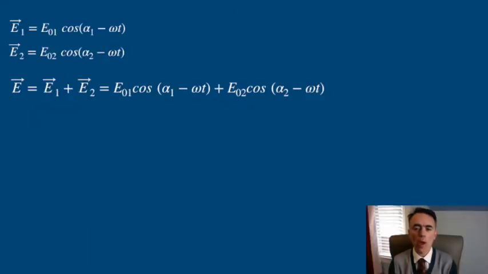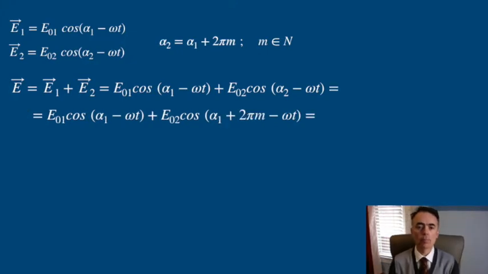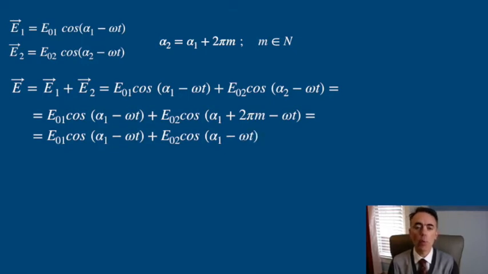If both waves are in phase at that point, then alpha 2 is the same as alpha 1 plus a multiple of 2 pi, which then is the same as alpha 1. And we have that the net electric field is E01 plus E02 times the cosine of alpha 1 minus omega t.